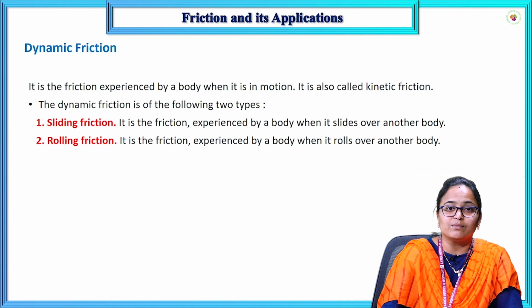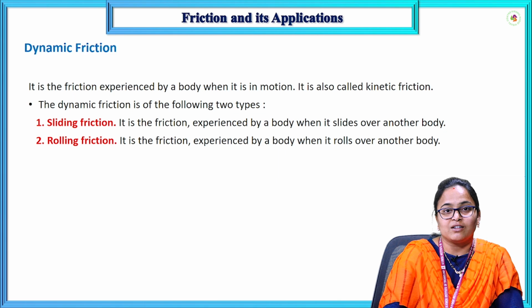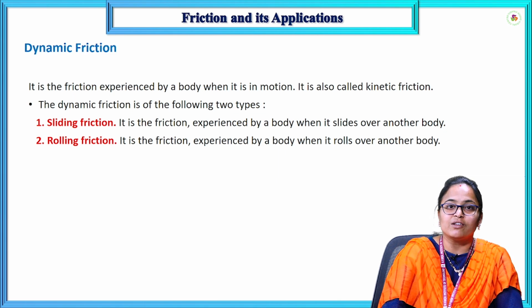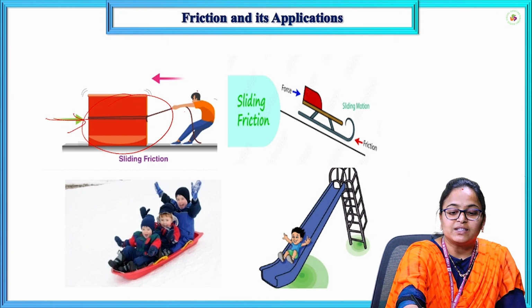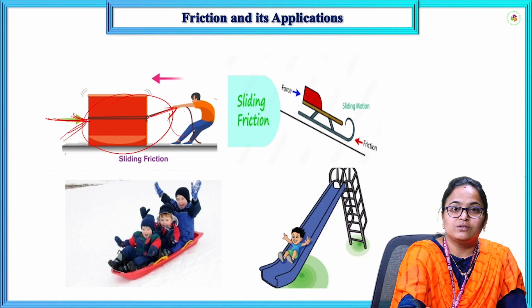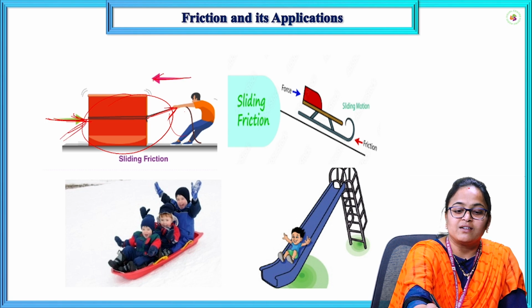Rolling friction is the friction between any wheels and the floor or any surface. Coming to real-time examples of sliding friction, this man is applying an external force, a pulling force, by using this thread on this block. This block is moving towards the right. So the frictional force will be opposite to the applied force, like this.